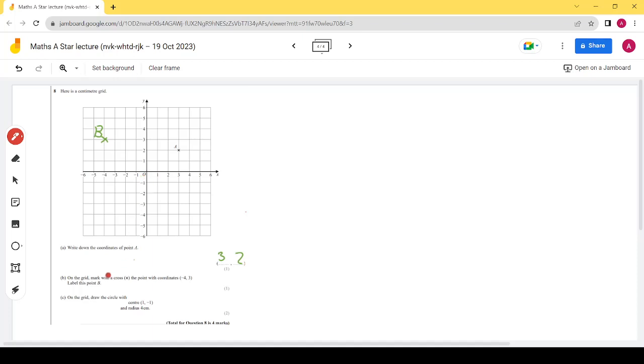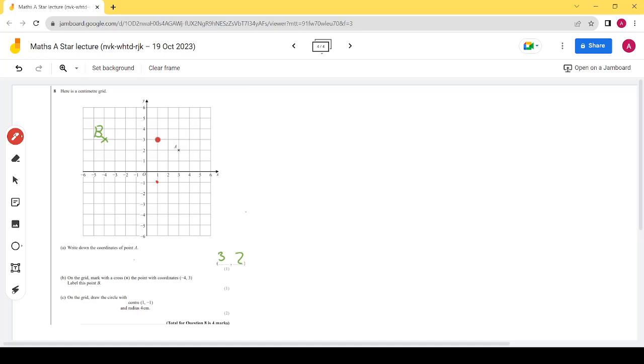So finally, we're told: on the grid, draw a circle with center (1, -1). So this would be the center of our circle, (1, -1). And we're told with a radius of 4 centimeters. So remember, it's a centimeter grid. So radius is the gap from the center to the outside.